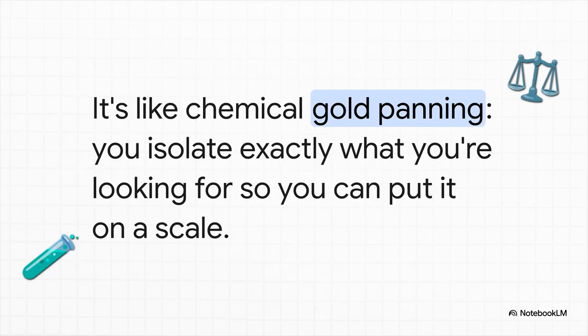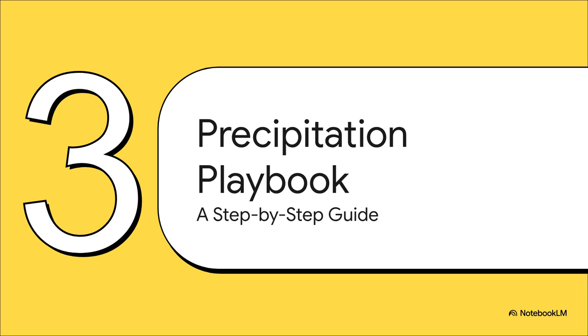Think about it like this. It's like you're panning for chemical gold. You've got this big mixture of sand and water and all sorts of other stuff, but you only care about the tiny flecks of gold. This technique lets you chemically wash everything else away, leaving you with just the pure stuff you wanted to measure in the first place. So how do we actually pull this off? How do we do this separation?